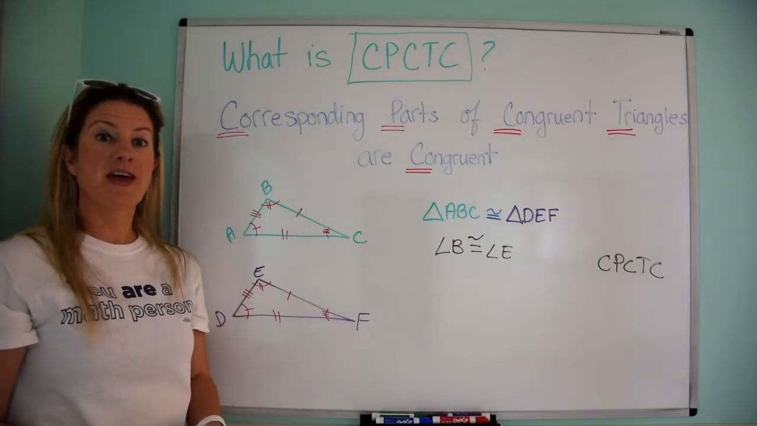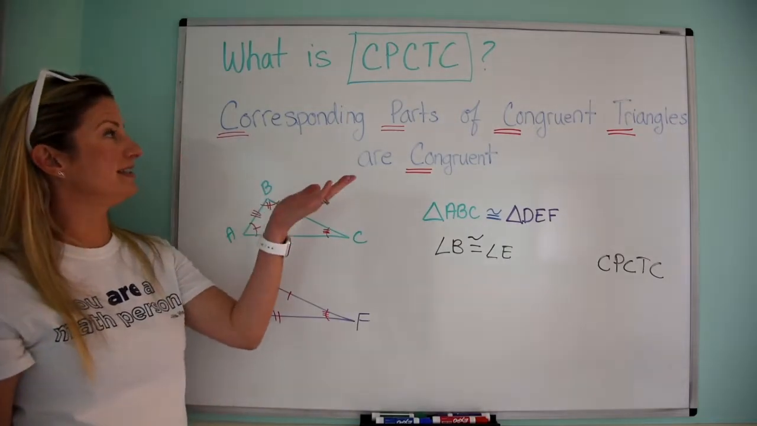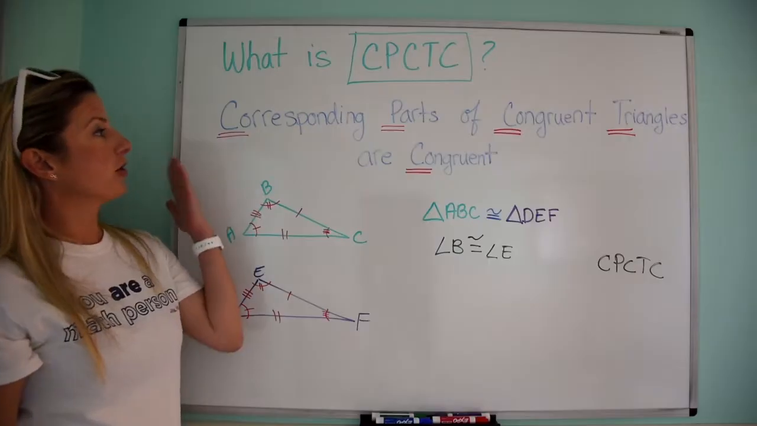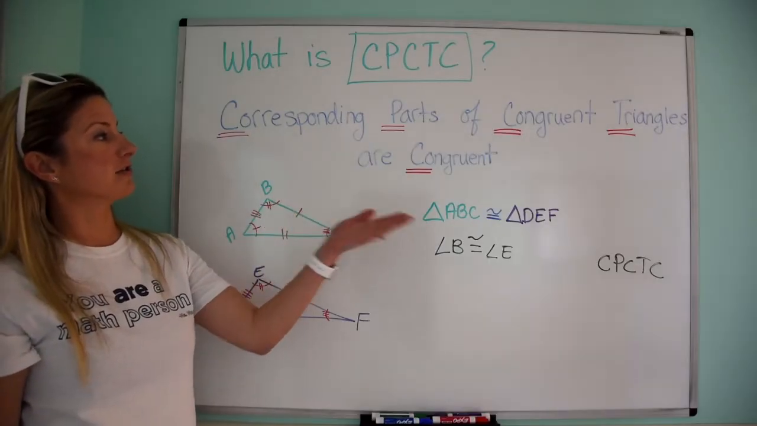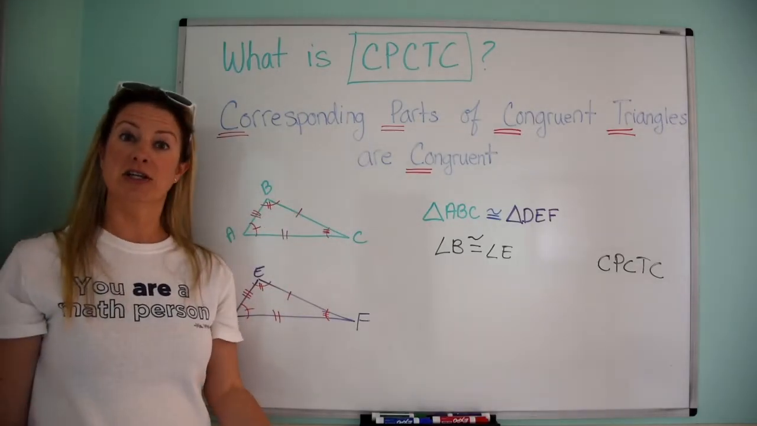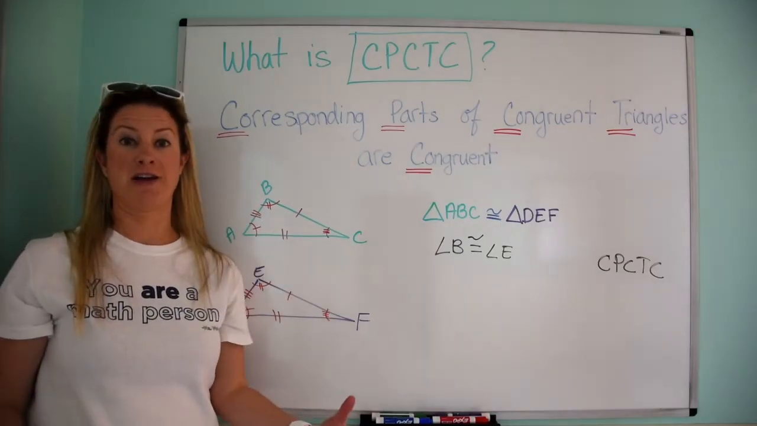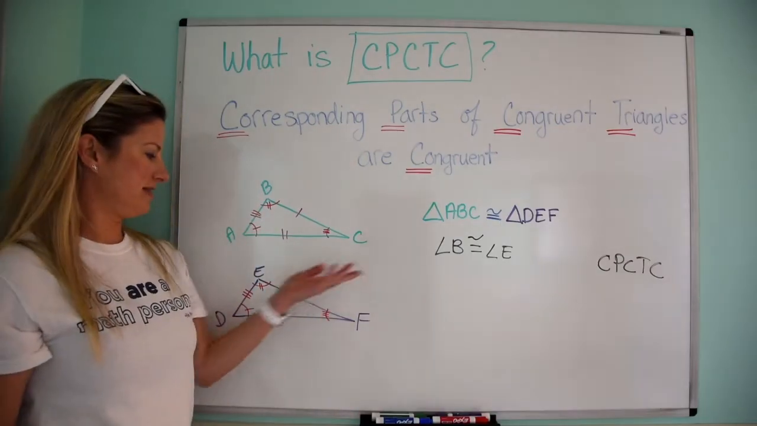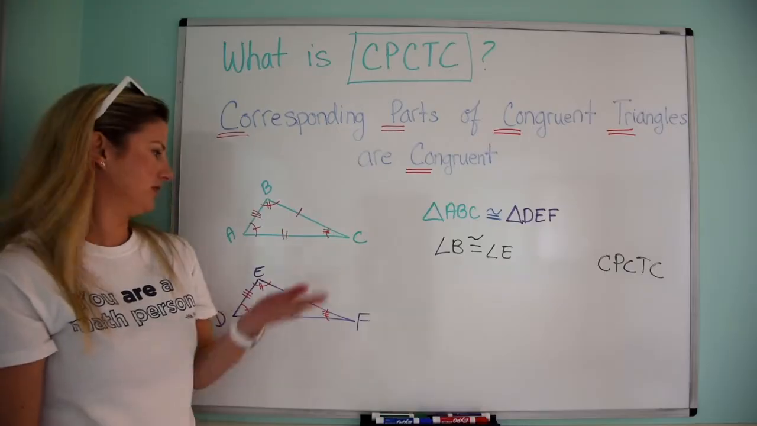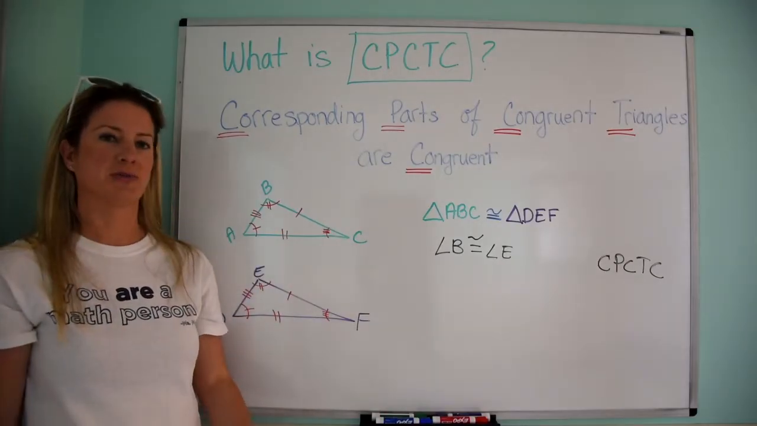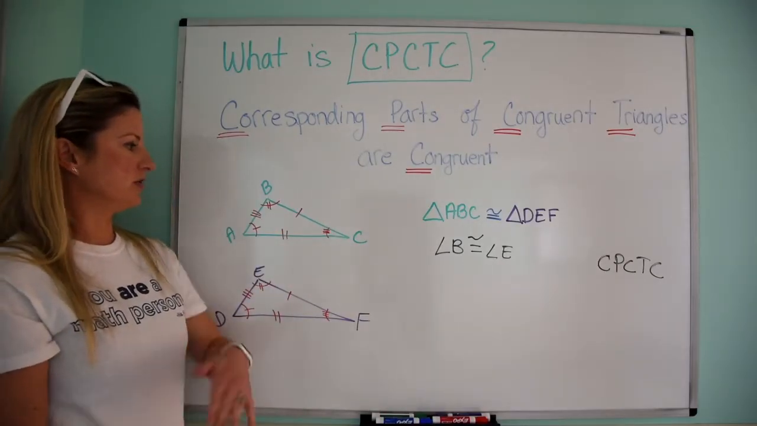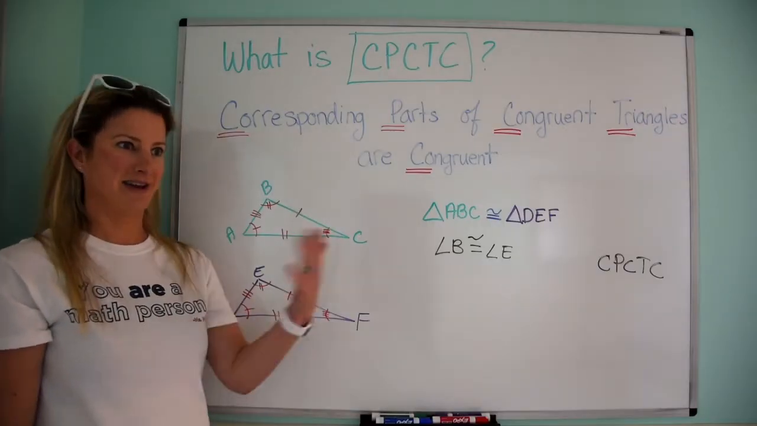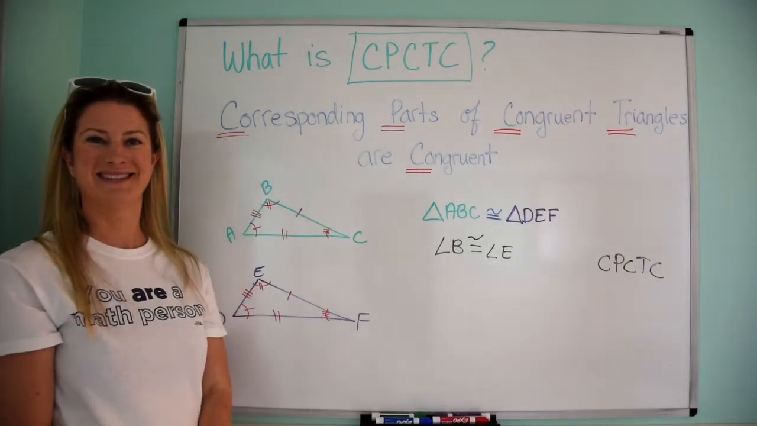So there you go. Hopefully that clears things up with what CPCTC is. It just stands for corresponding parts of congruent triangles are congruent, and is basically used when you have two congruent triangles and you want to say that their corresponding parts are congruent. So if you want to say a specific angle or a specific side is congruent to a corresponding side in the triangle that's congruent to the original.